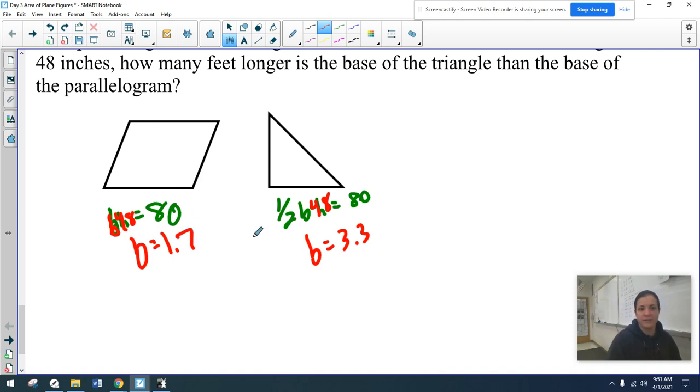So that's the bases of each one, and it says how many feet longer is the triangle than the parallelogram, so we just have to subtract these two. So I've got the 3.3 repeating, subtracting the 1.6 repeating, and that's going to give me about 1.6 repeating.